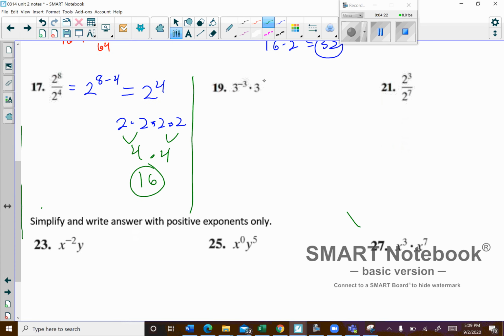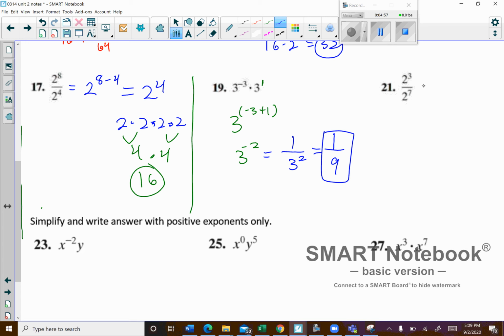All right. And then on 19, I've got 3 to the negative 3 times 3 to the understood power of 1. So we'll go ahead and add that together. So negative 3 plus 1. So I end up with 3 to the negative 2 power. But remember, no negative exponents. So I have to take the reciprocal, so it becomes 1 over 3 squared. And then 3 squared is just 3 times 3, which is 9. So 1 over 9 is my final result there.